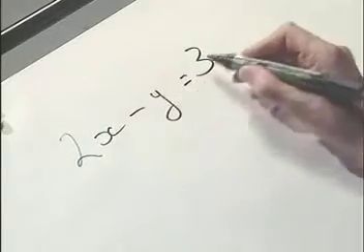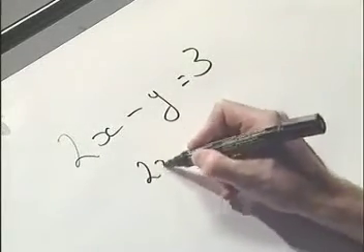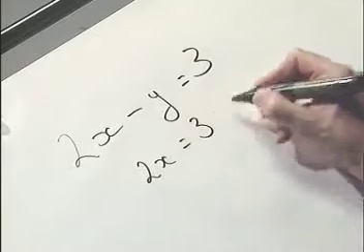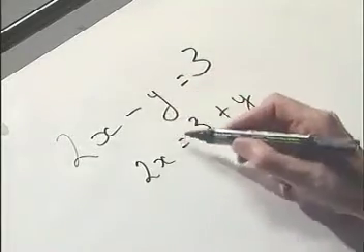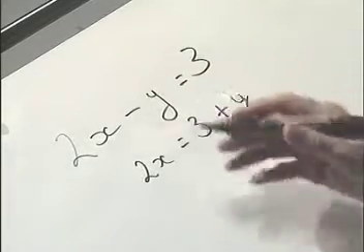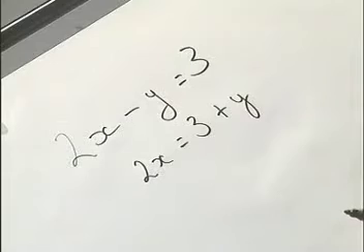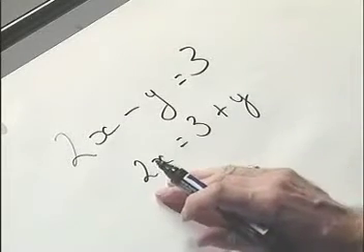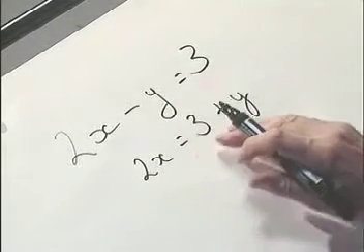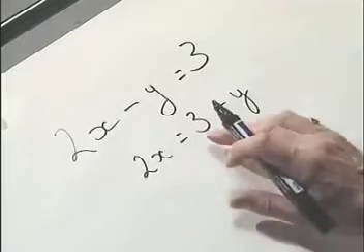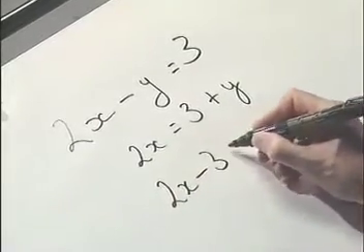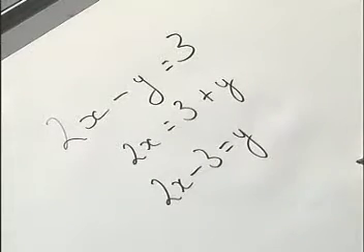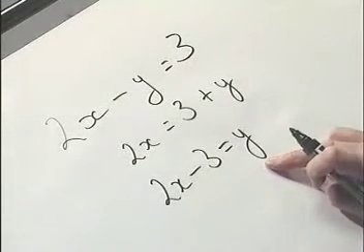We can add y to each side so that we get 2x equals 3 plus y. I did say add y to each side, and you might have wondered what happened here. Well, if I've got minus y and I add y to it, I end up with no y's at all. Here we've got 2x equals 3 plus y. So let's take the 3 away from each side. 2x minus 3 equals y. So there I've got a nice expression for y.